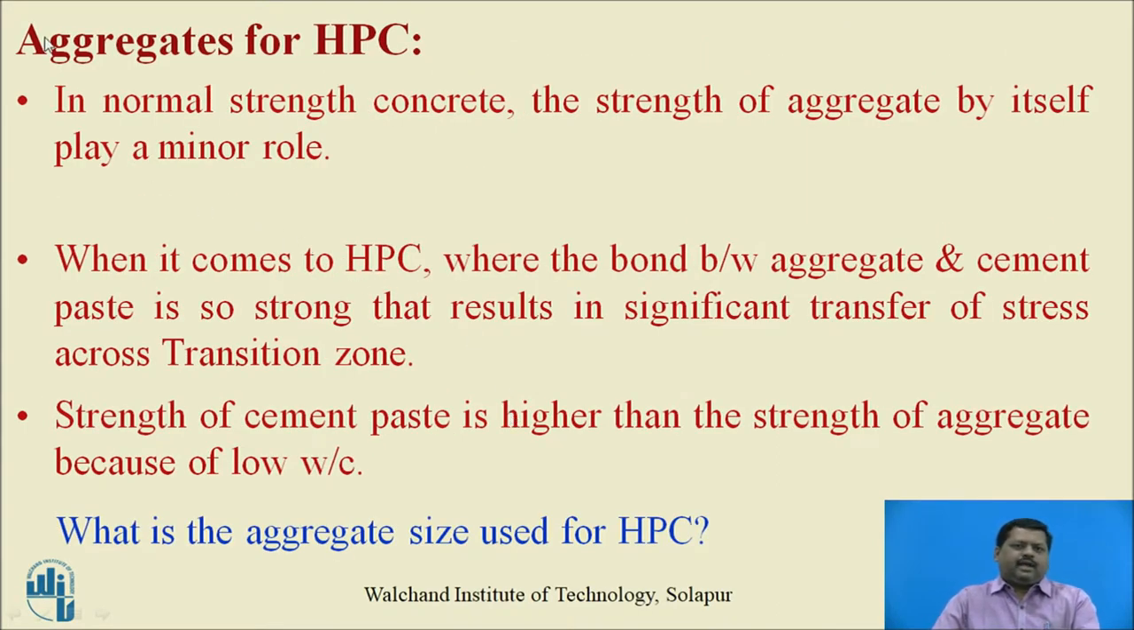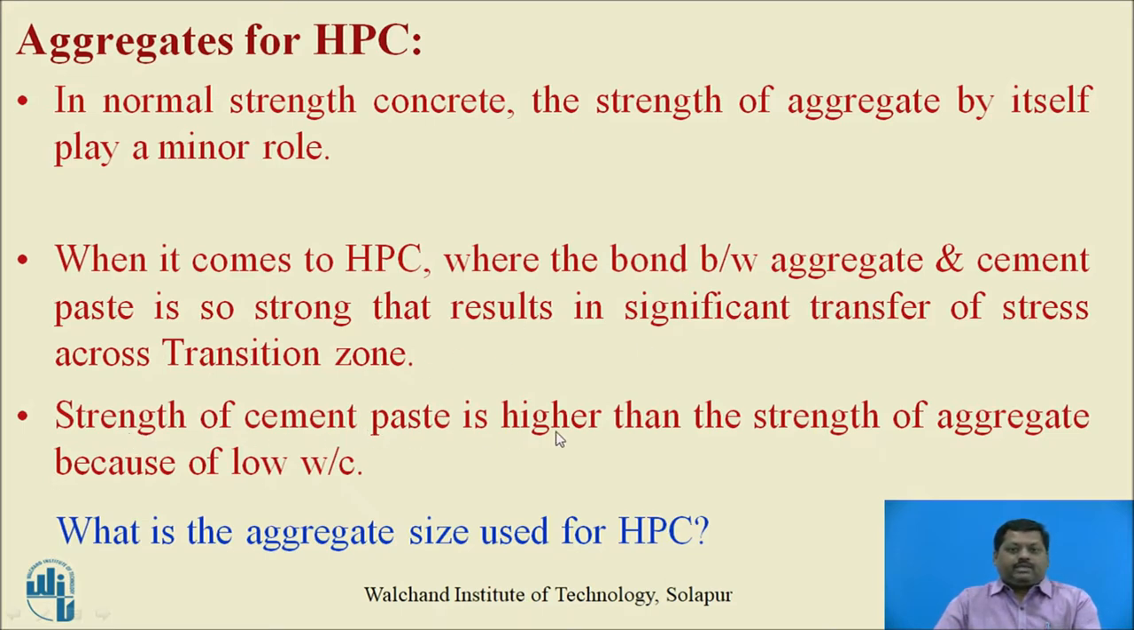Now, next thing is aggregates for high performance concrete. In normal strength concrete, the strength of aggregate by itself plays a minor role. In case of normal strength concrete, aggregates are important, but the strength of aggregate plays a minor role. When it comes to HPC, the bond between aggregate and cement paste is so strong that it results in significant transfer of stress across the transition zone. So, this bond between aggregate and cement is very important, and it must be strong, means the entire load or stresses must be transferred through the transition zone to the aggregates.